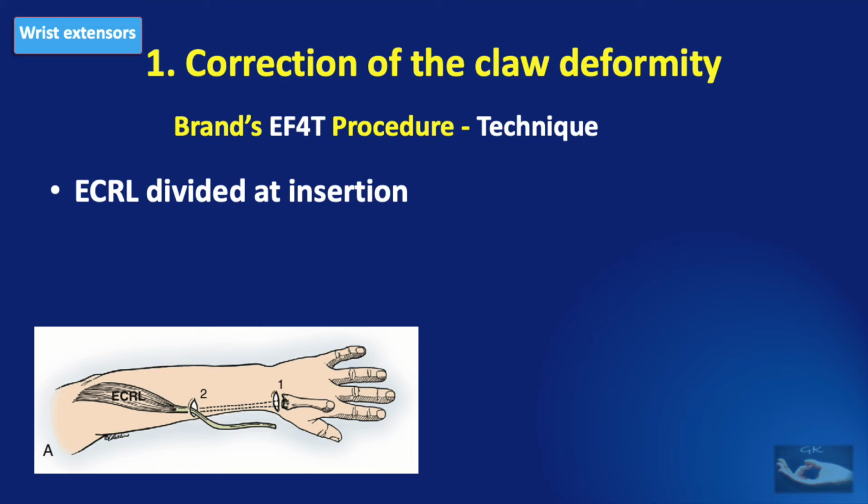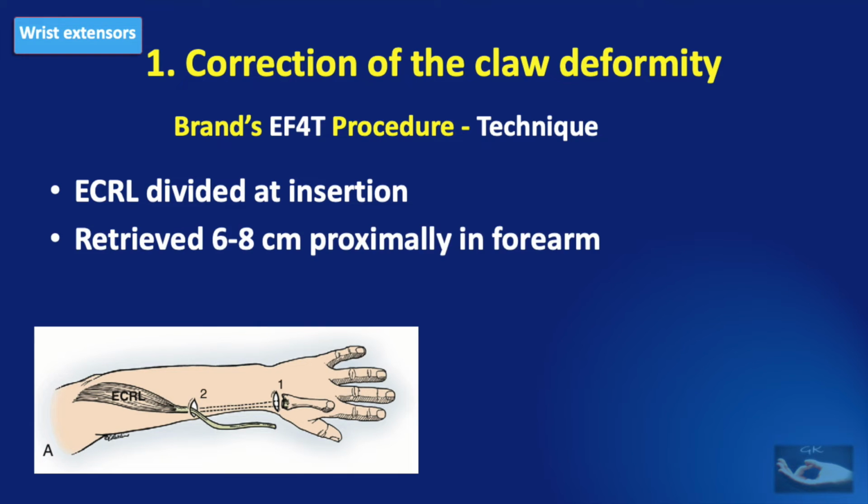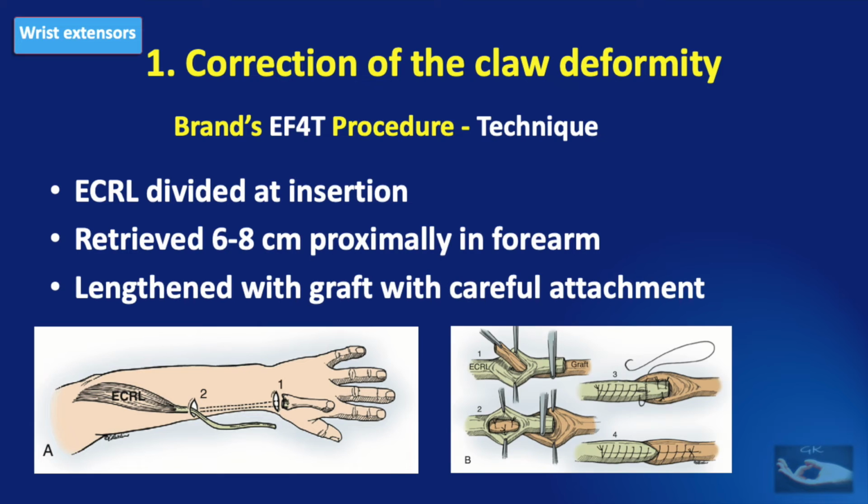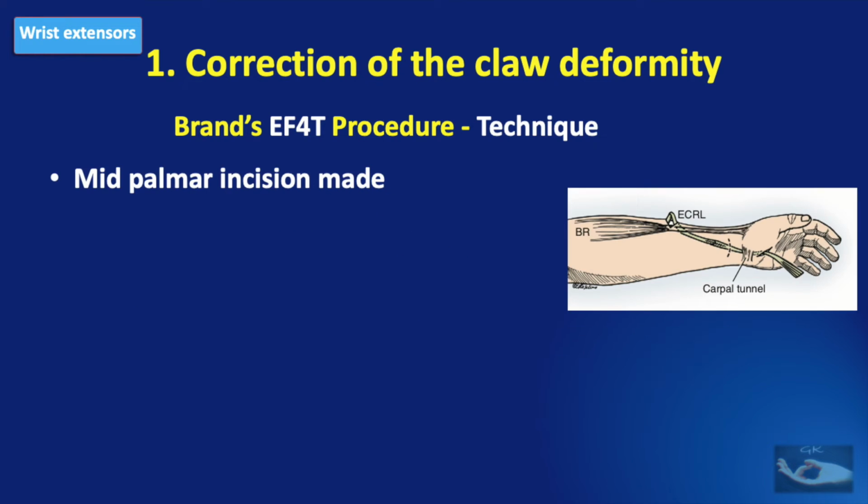The ECRL is divided at its insertion. It is retrieved 6 to 8 centimeters proximally in the forearm and lengthened with the graft with careful attachment so that the bare tendon is not exposed and epitenon covers each of the suture lines of the graft and the ECRL tendons.